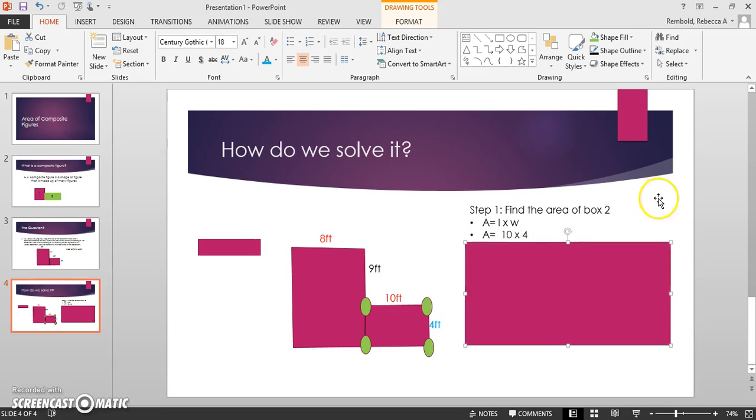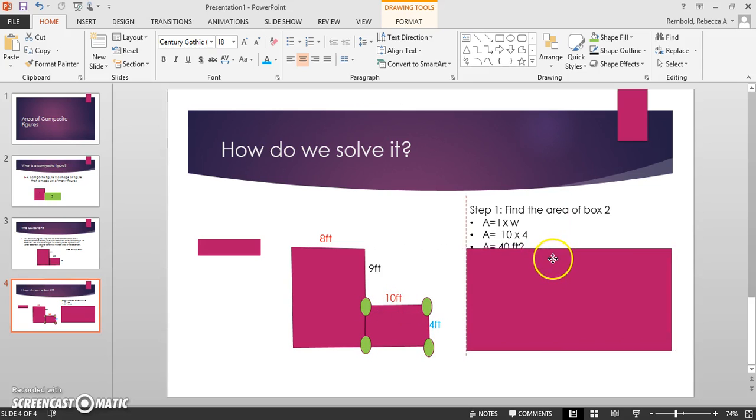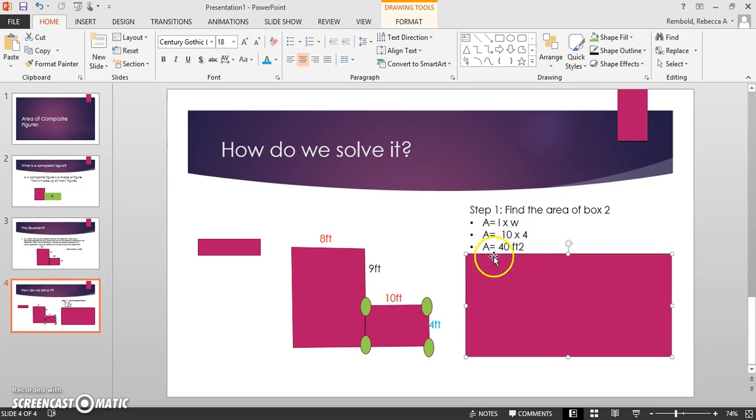Then I'm going to multiply 10 feet by 4 feet in order to find the total area of this first box. Now, 10 times 4, we are all very smart, so we know that 10 times 4 is 40 feet. And notice there's a squared after it, and that is because we are multiplying feet by feet. So that means we have feet squared.